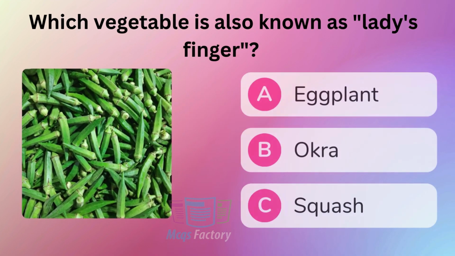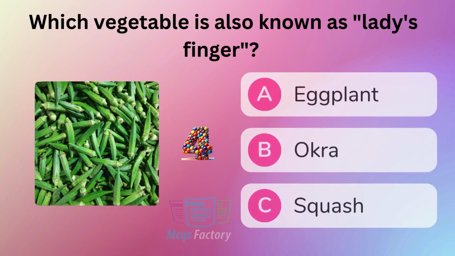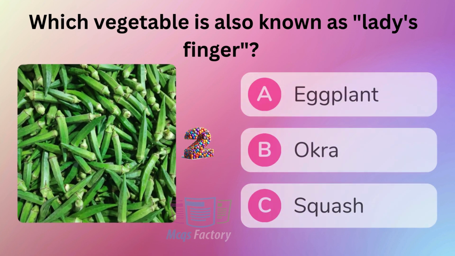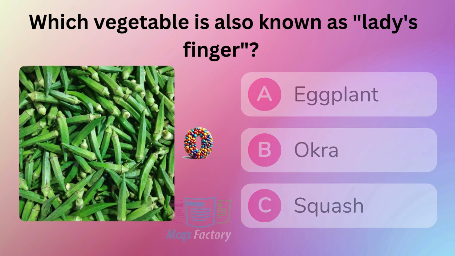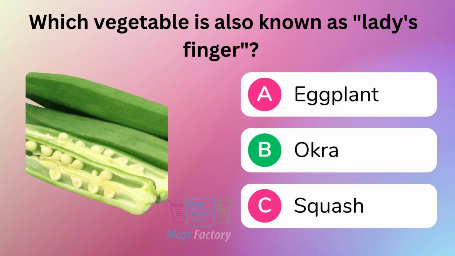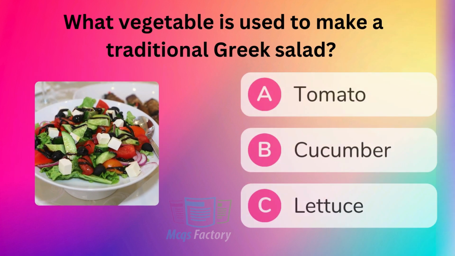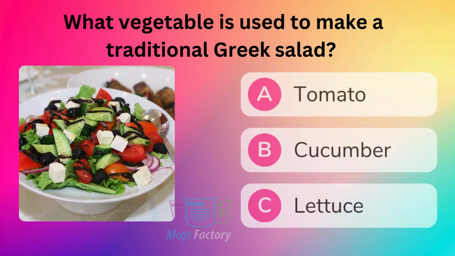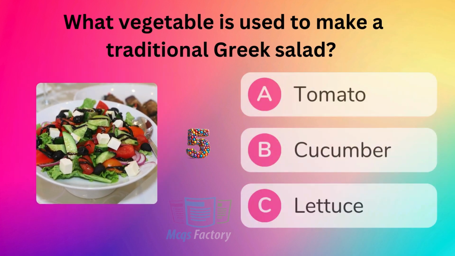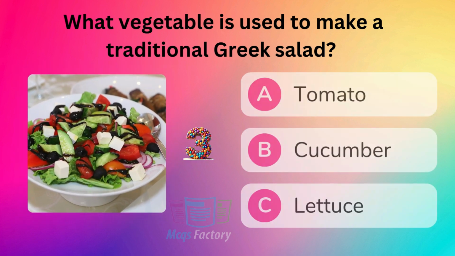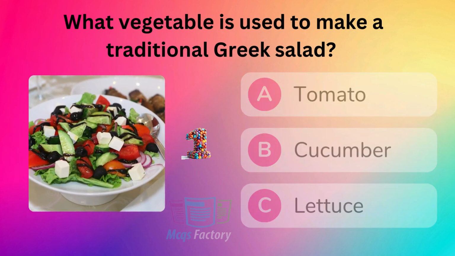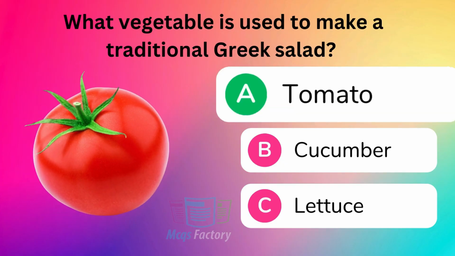Eggplant, okra, squash. 5, 4, 3, 2, 1. Okra. What vegetable is used to make a traditional Greek salad? Tomato, cucumber, lettuce. 5, 4, 3, 2, 1. Tomato.